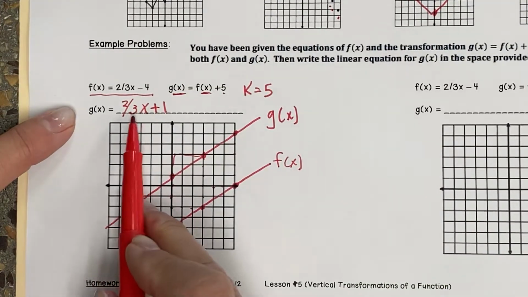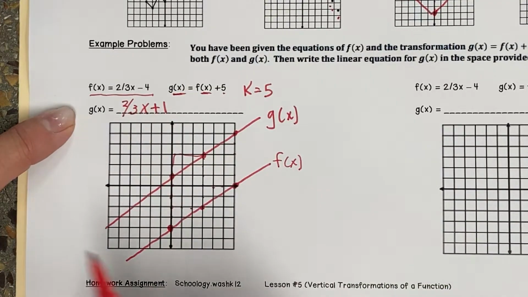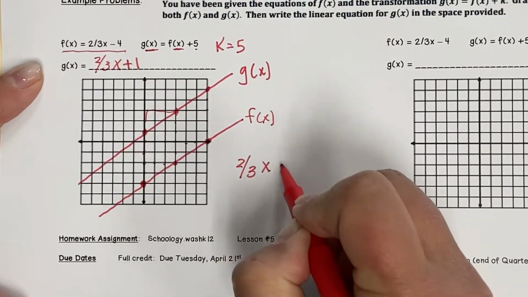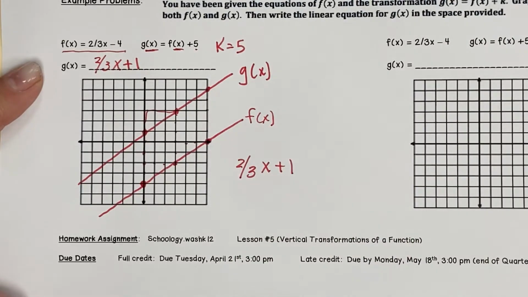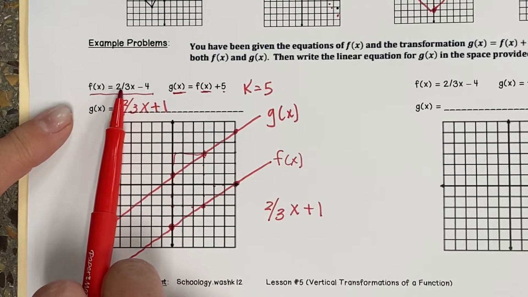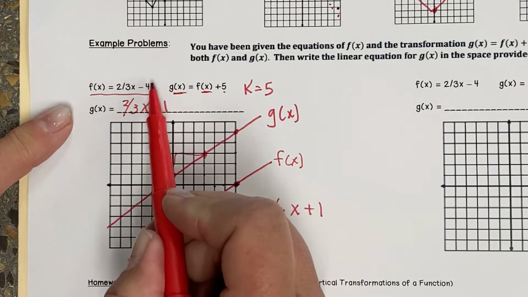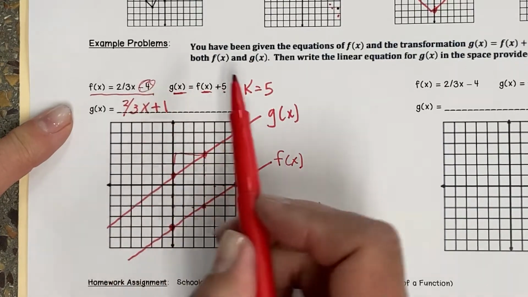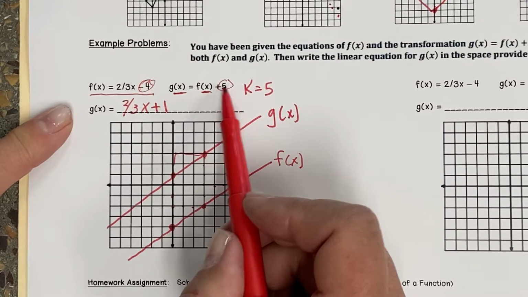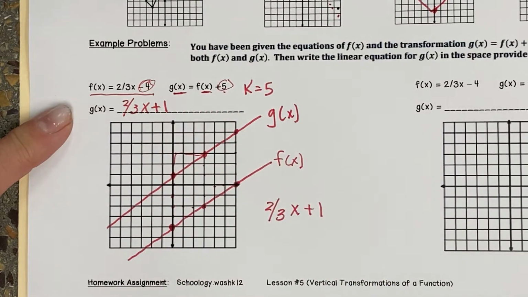So this is what you'd put in Schoology: 2/3 x plus 1, because we just took this one and slid it up 5. Now, if you want to think about it this way, we know that the slope has to stay the same because we just slid it up. If you take this y-intercept and add the shift, then you get the new y-intercept.